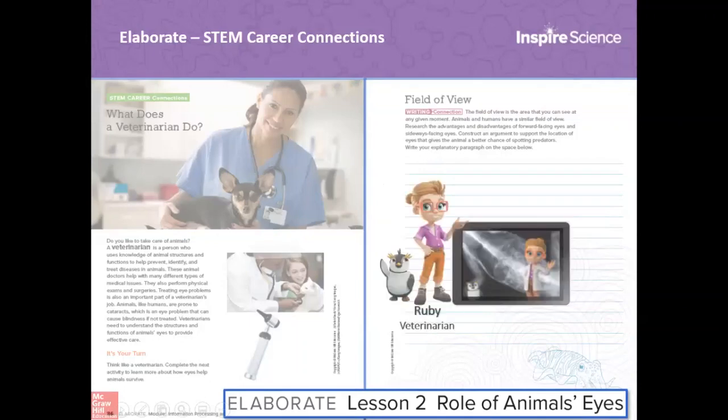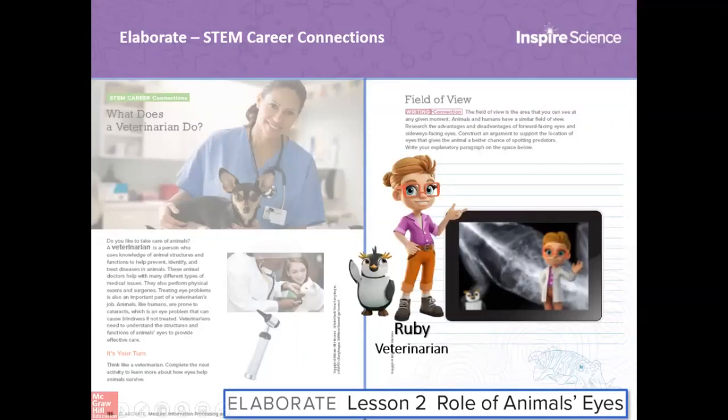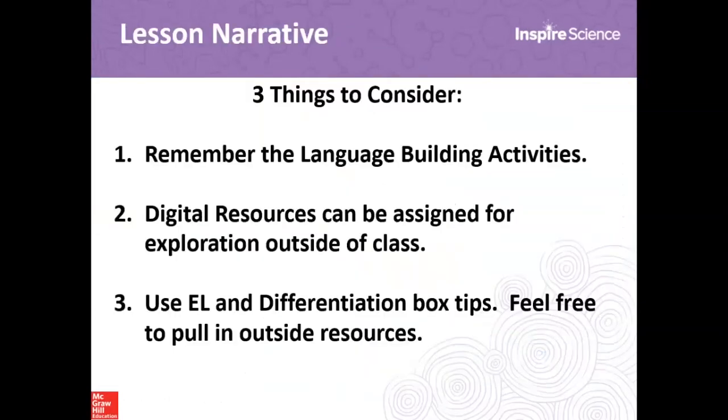Don't forget these avatars, we call them STEM career kids. They're available to you online. Three things to consider when doing just the bulk of the lesson narrative. Remember the language building activities. Digital resources can be assigned for exploration. We've talked about that quite a bit. And the use of the EL and differentiating tips. I talked about that, the EL boxes in the teacher's edition at the beginning of the module and within the lesson.